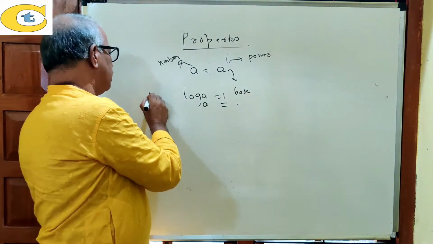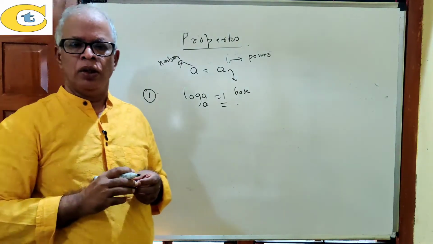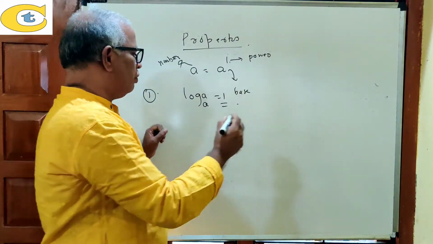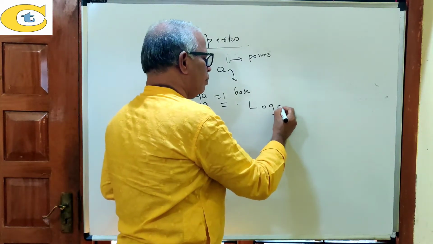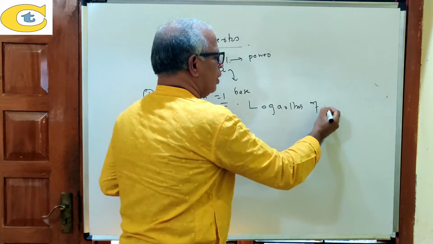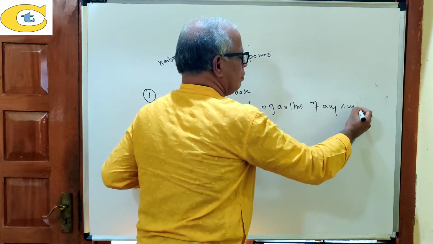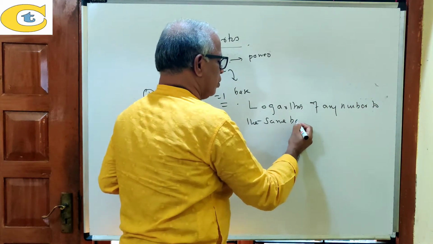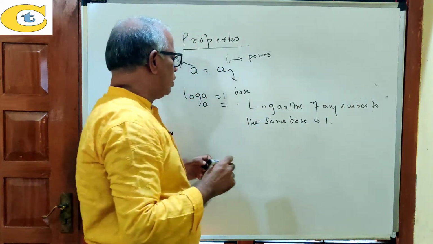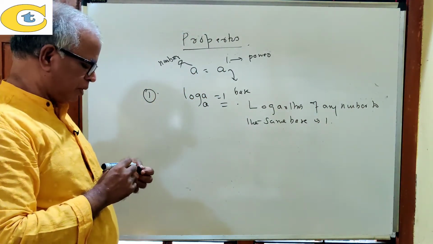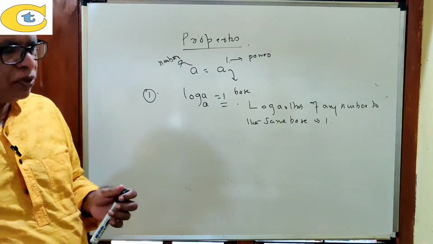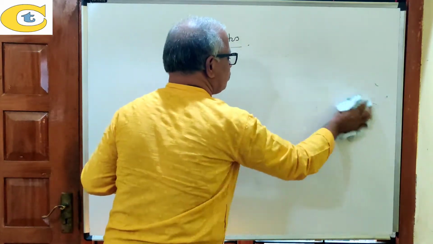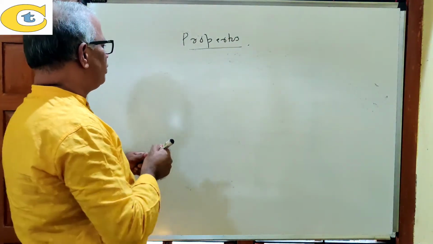So the first property we learned is that logarithm of any number to the same base is 1. You got it? Logarithm of any number to the same base is 1. This has application in physics, chemistry, maths and everywhere. So remember it.